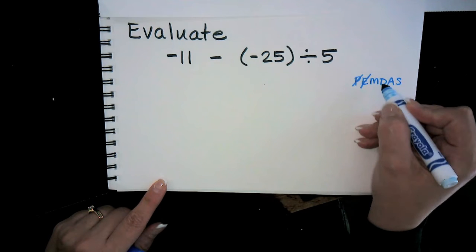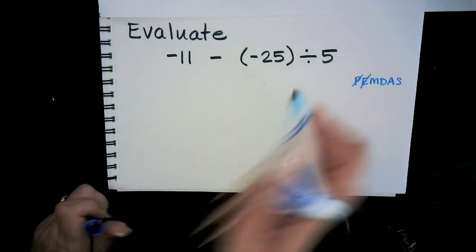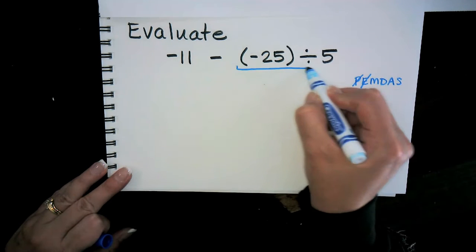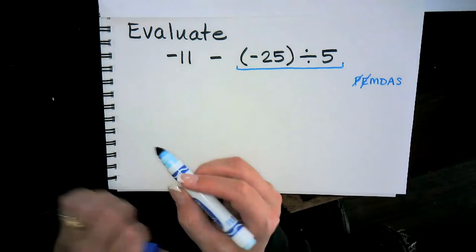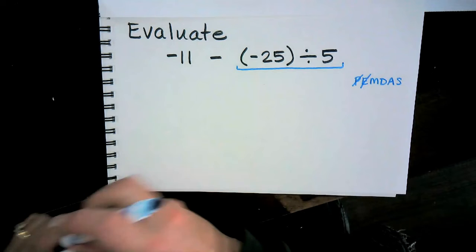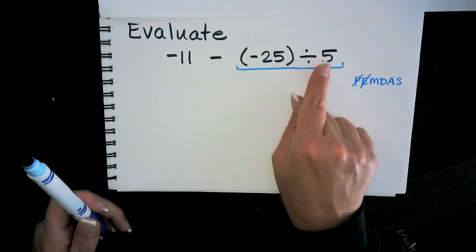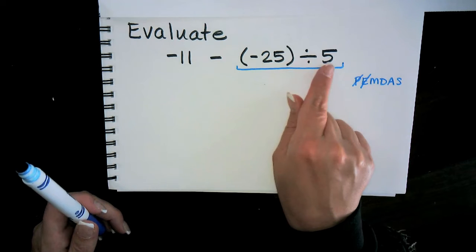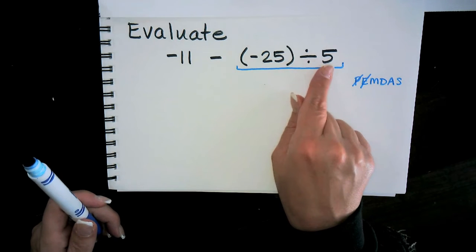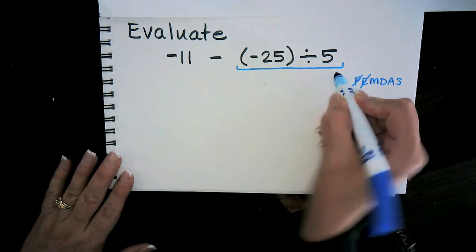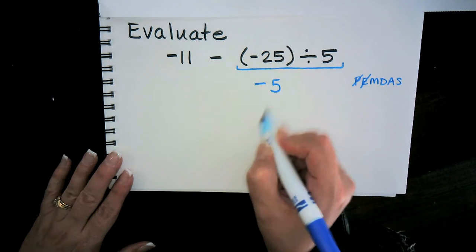Next, we have multiply or divide. Well, I do see a division there. So I'm just going to underline it here for myself. It's going to draw my eye to that division, and I'm going to do this division. Now, negative 25 divided by 5. Negative divided by a positive gives me a negative answer. 25 divided by 5 is 5. So I know what I've underlined here becomes negative 5.